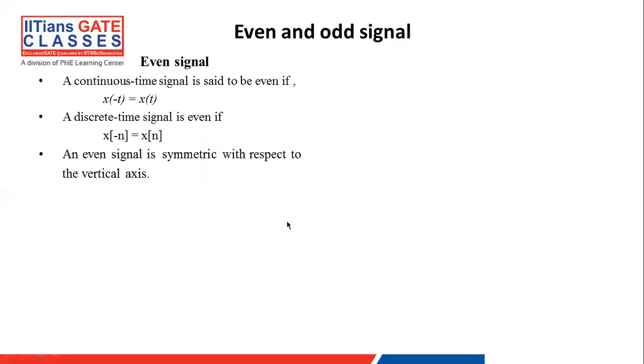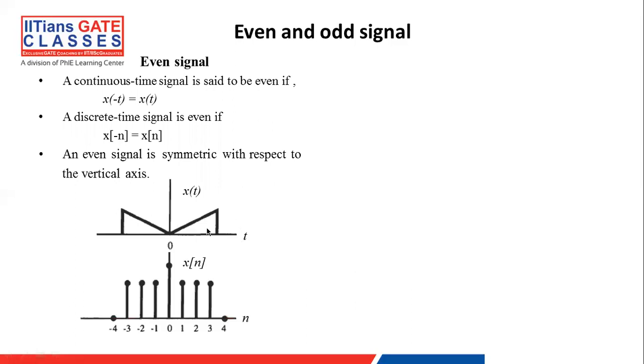Now, since this is an even signal, it will be symmetric with respect to the y-axis or vertical axis. So when you plot any even signal, it will look like this. With respect to the y-axis, it is symmetric. Similarly, if you plot a discrete time signal, it will also look symmetric with respect to the y-axis. So if you put t equal to, let's say, 2, the same value will be for t equal to -2. Similarly, if you put t equal to a here and you are getting some value, the same value will be here for t equal to -a.